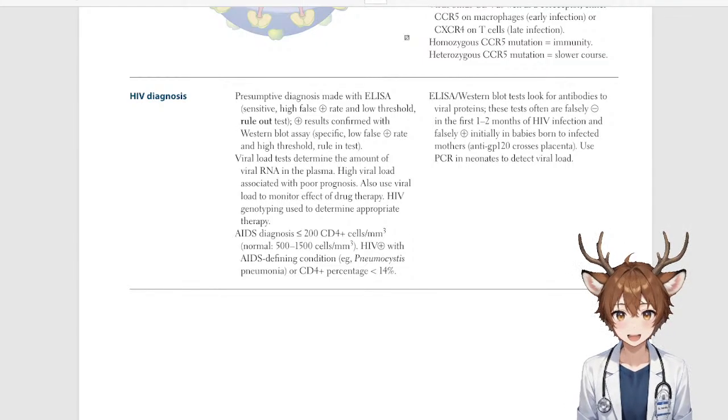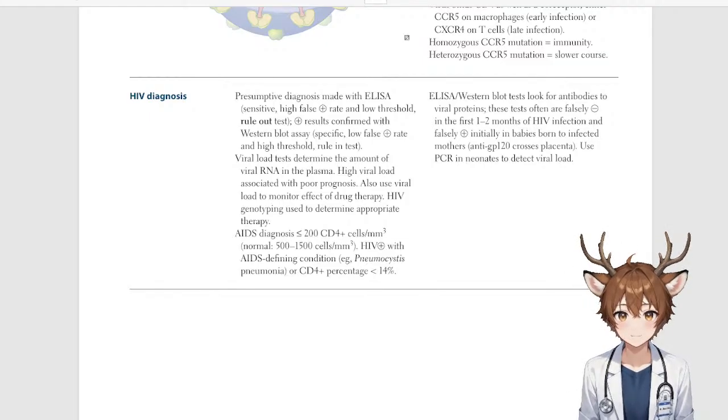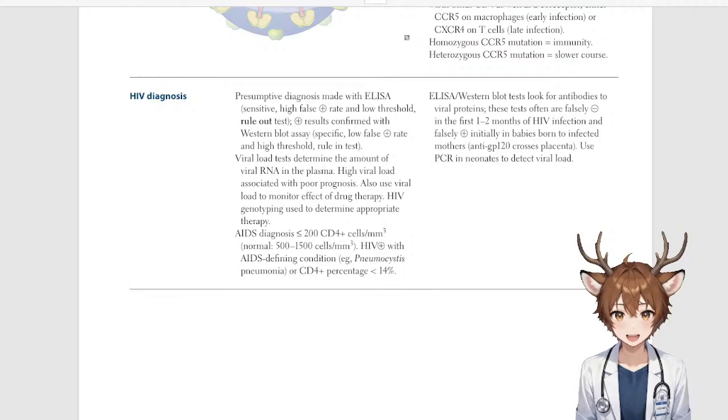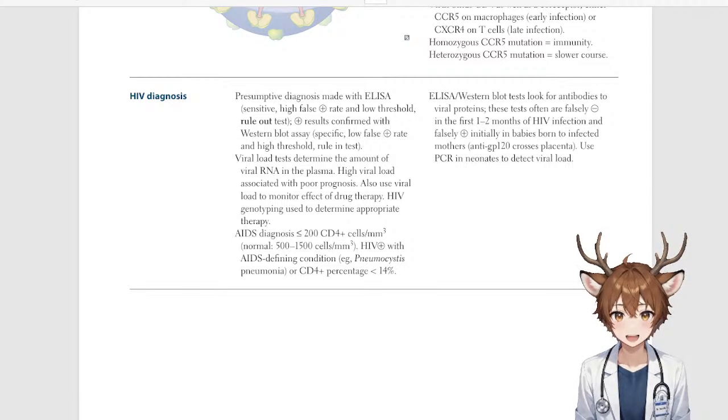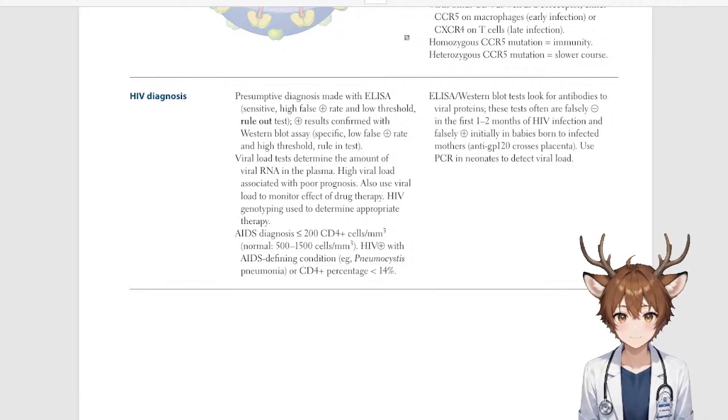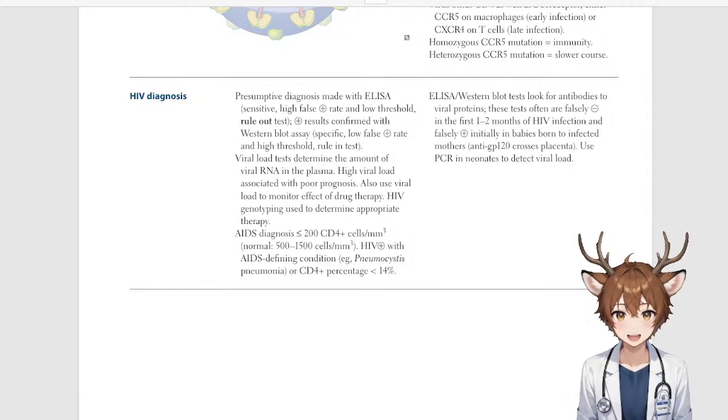AIDS diagnosis: less than 200 CD4 count cells. Okay, so the CD4 count is less than 200. Normal would be 500 to 1500 cells per cubic millimeter. Or HIV positive with an AIDS-defining condition like pneumocystis pneumonia.